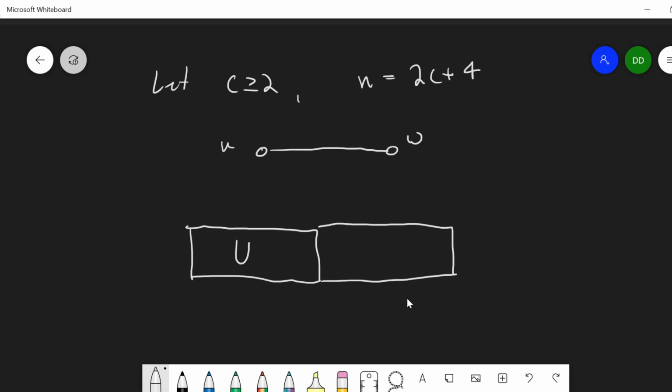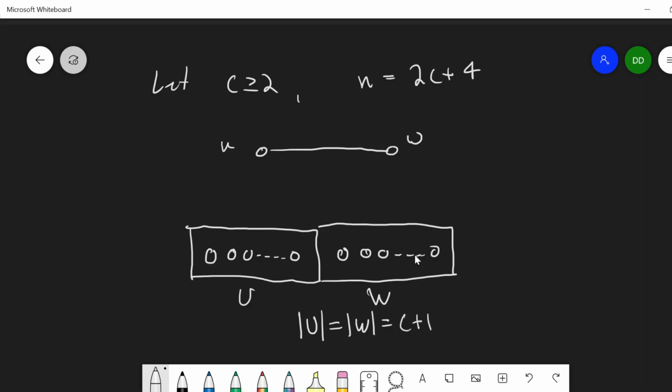Maybe I'll actually label it under the picture. This is u, this is w. So this in general contains c plus 1 vertices in each one of these. So c plus 1 vertices in here, c plus 1 vertices in here. So the order of u and the order of w are each c plus 1. And then I'm going to let u be adjacent to every vertex in U, and w adjacent to every vertex in W. And that's it.